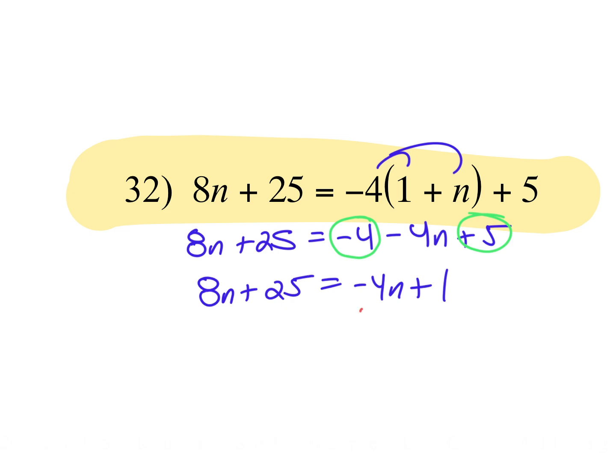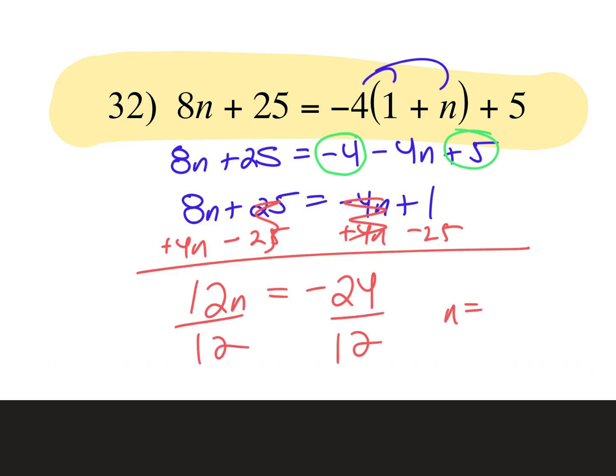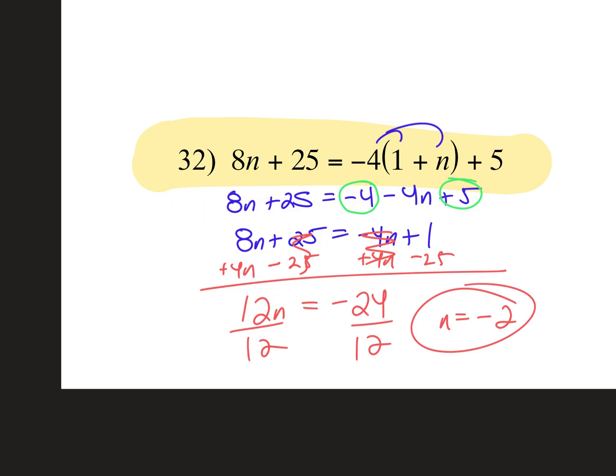Now move letters to one side, numbers to the other. I'm going to go ahead and add 4n to both sides. And then I'm going to subtract 25. So 8n plus 4n is 12n. 25's cancel. -4 and positive 4n cancels. What's 1 minus 25? -24. And then we divide both sides by 12, and n equals -6. Good.